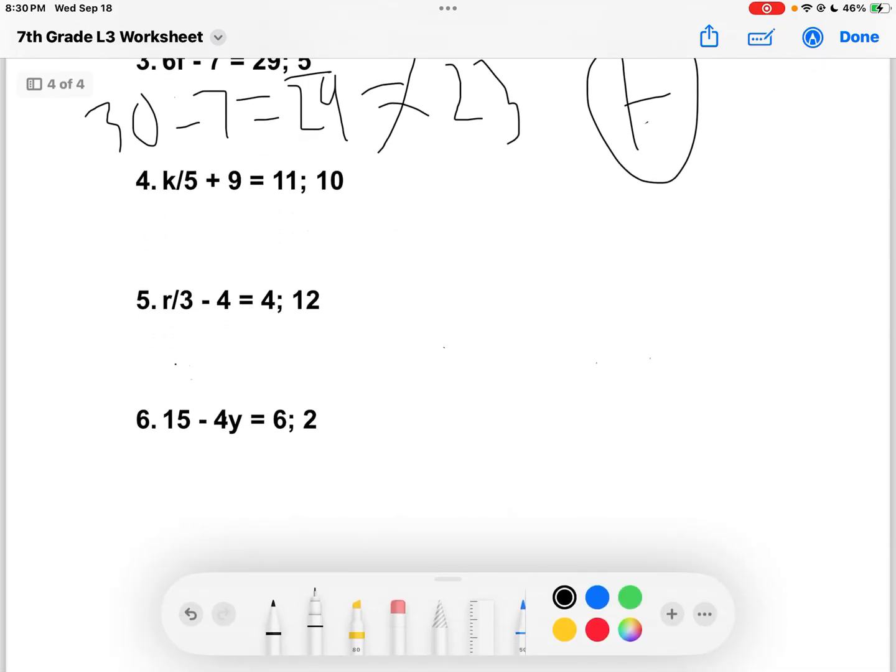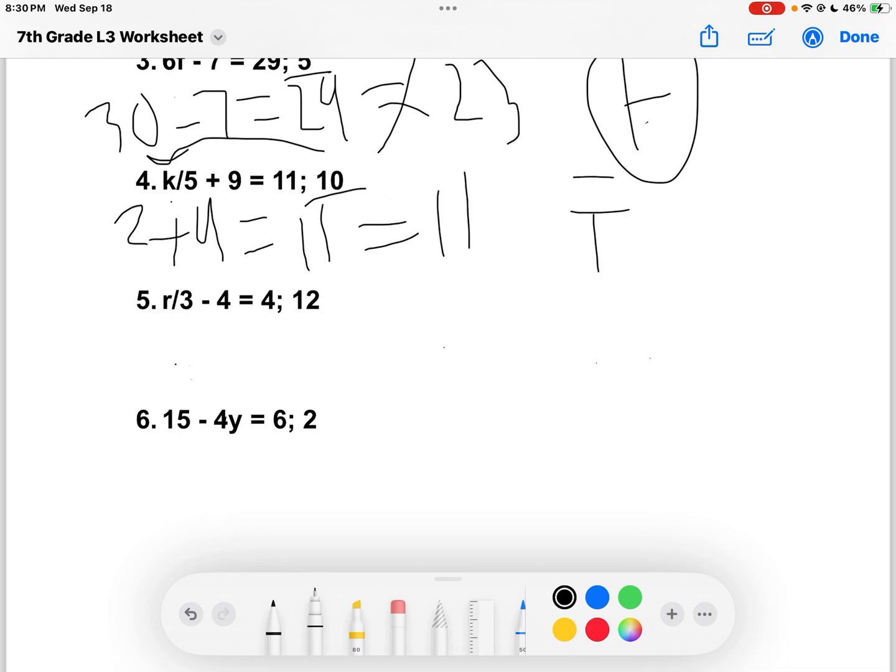Over here, k divided by 5 plus 9 equals 11. And the solution said it would be 10. Plug it in. 10 divided by 5 is 2. Plus 9 is indeed 11. So this will be true.